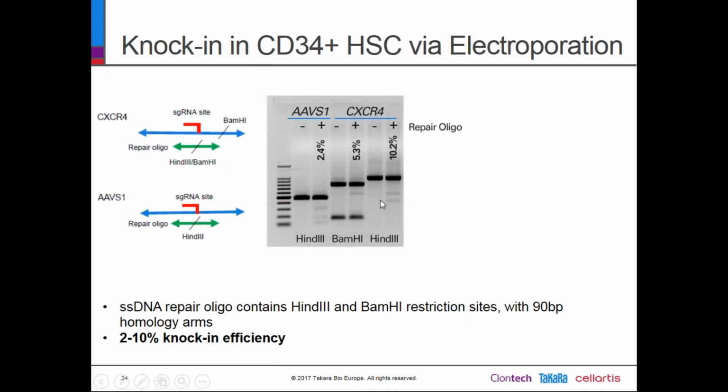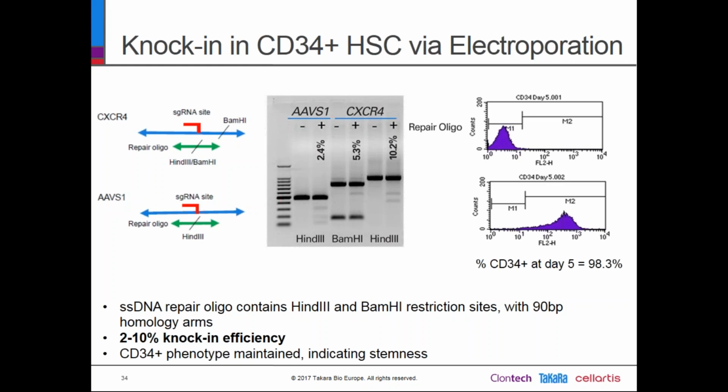So knock-in efficiency is always much lower compared to knockout efficiency, and 2 to 10% is really not bad in this cell type. What you can also see is this band here is due to the existing BamHI site in the CXCR4 locus. And interestingly, the CD34 plus cells maintained this phenotype. So we measured CD34 expression 5 days after the genome editing, and you can see here that still 98% showed CD34 expression, indicating the stemness of the hematopoietic stem cells. So the electroporation did not influence the pluripotency of the stem cells.